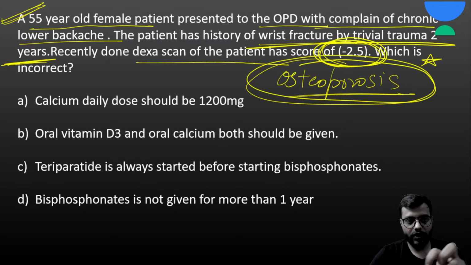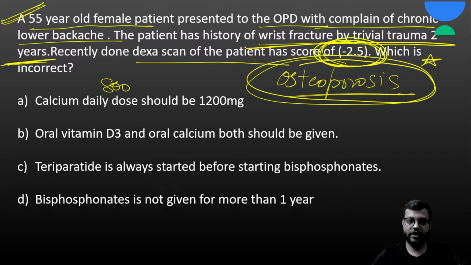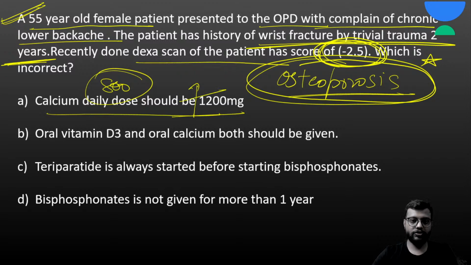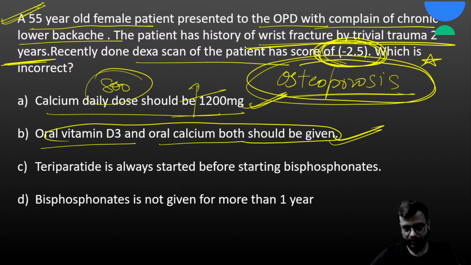Now you had to find which of the four statements about osteoporosis was wrong. The first option was that the calcium daily dose should be 1200. Yes, normally it is around 800, but in osteoporosis you give an increased calcium dose, so this option was correct. Oral vitamin D3 and oral calcium should both be given simultaneously. Yes, both are given together. Third, teriparatide is always started before starting bisphosphonates, and fourth, bisphosphonates are not given for more than 1 year. The confusion was in these two. So bisphosphonates are not given for more than 1 year.